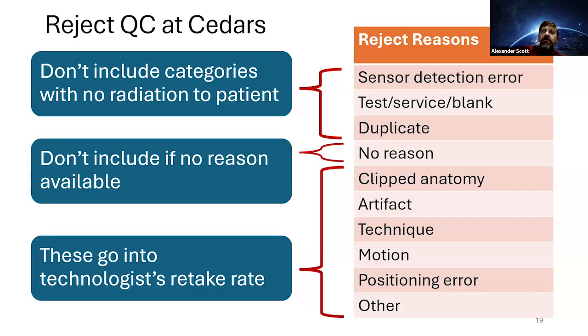But the rejects that do go into calculating the reject rate are clipped anatomy, artifact, technique, motion, positioning error. So these count in the sense that a patient was exposed.